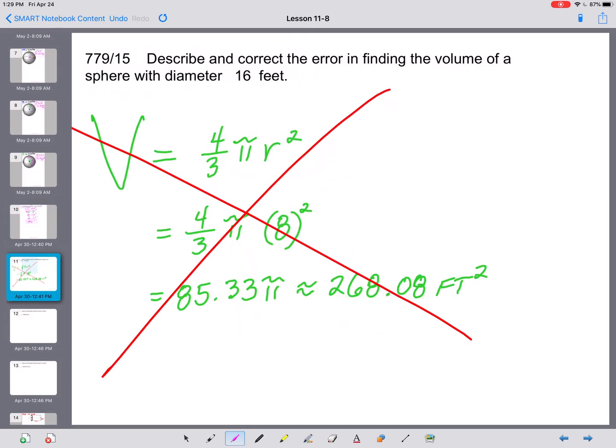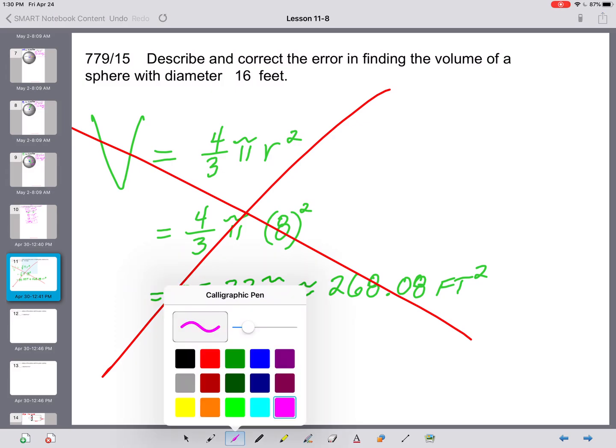Now, on this one, they made an error and they want us to correct it. It says they made an error in finding the volume of a sphere with a diameter of 16 feet. They want us to find the volume. What did they do wrong? They didn't use the right formula.